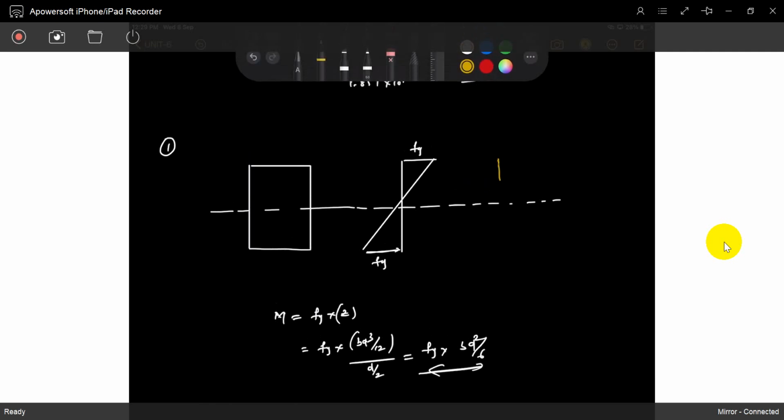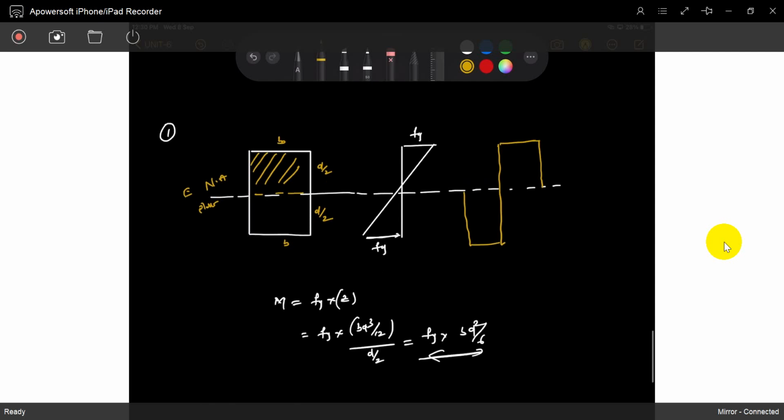Now for the same section, the plastic moment capacity. The equal area axis is the same as the CG. This is the neutral axis for elastic analysis and plastic analysis also, because the top area is b into d by 2 and the bottom area is b into d by 2. The equal area axis means the area divides exactly half and half. If it is different, I will solve another problem today.